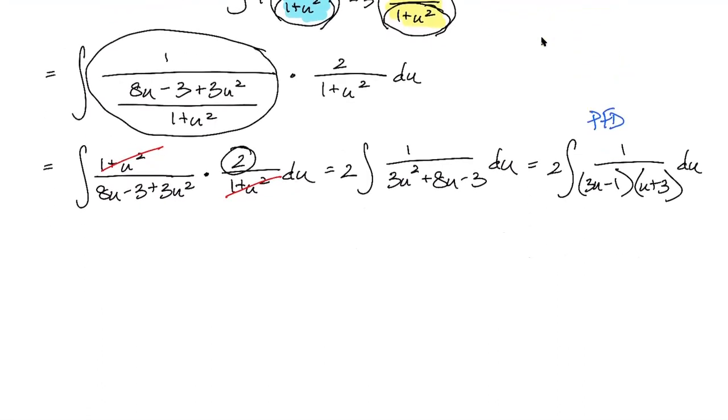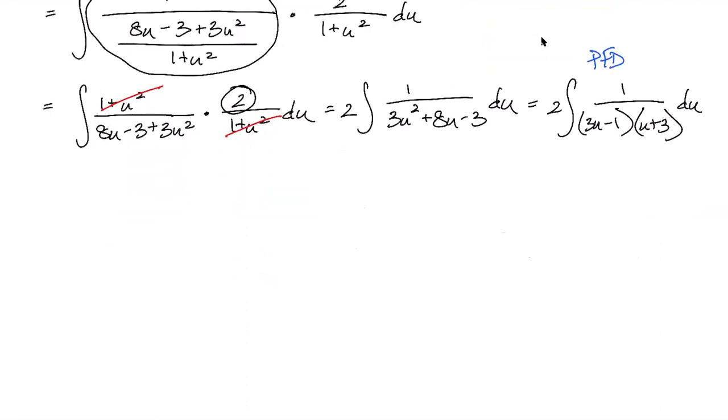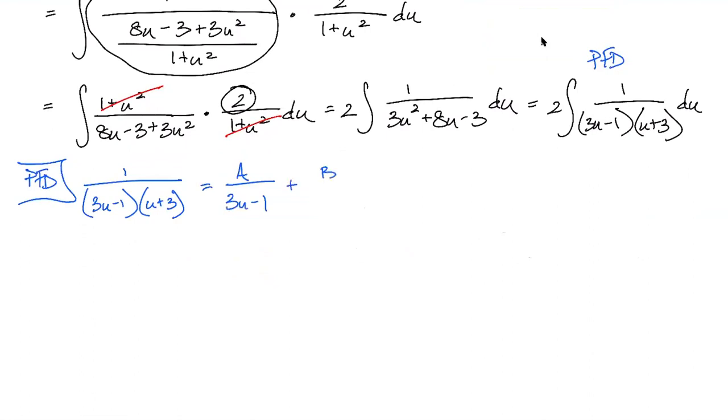All right, so let's take care of this partial fraction decomposition, some good practice for tomorrow, all right? So partial fraction decomposition, we're gonna get 1 over 3u minus 1 times u plus 3 equals, let's see, both of these are linear, none of them are repeated, so it's our very basic case, A over one denominator plus B over the other denominator, right?